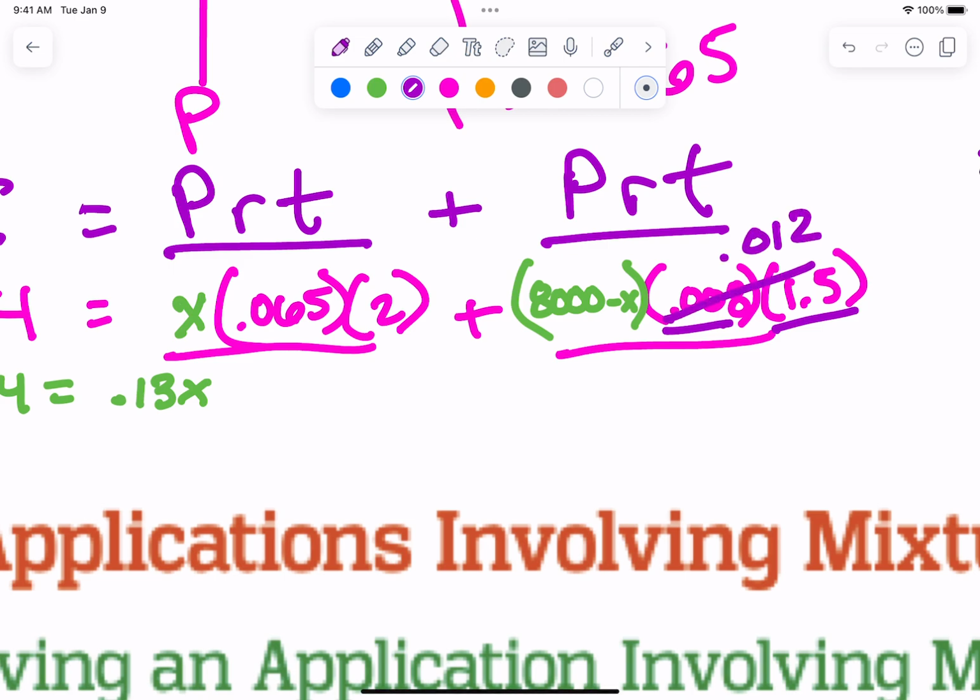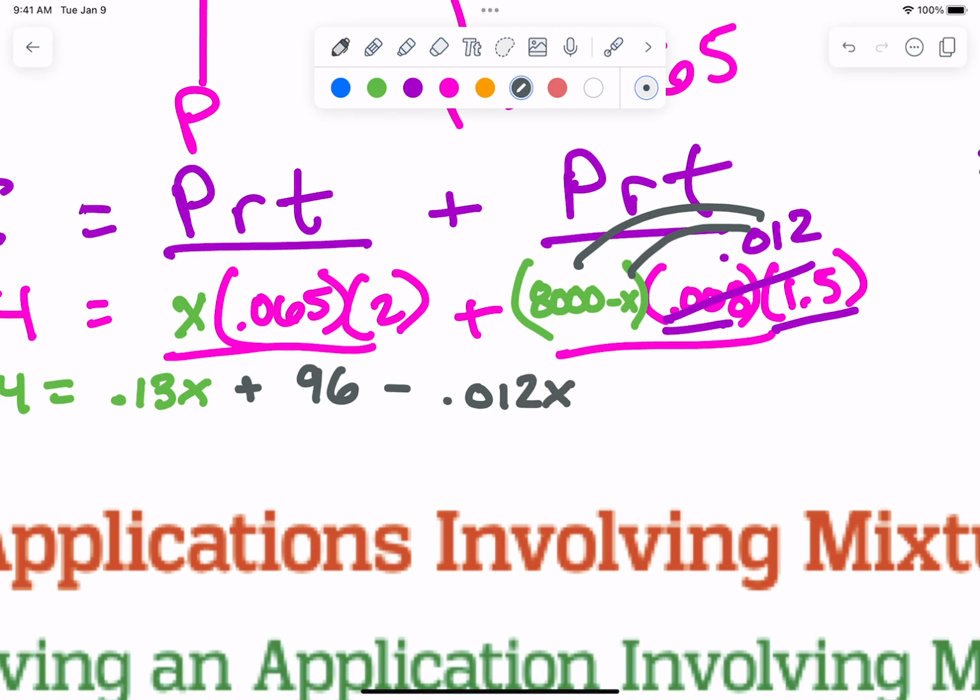Okay, now what do I do with that? Can we take that? Do we need to? Can I do this? Back distribute it. Okay, I've got plus 8,000 times 0.012, which is what? 96. Yeah, 96, minus 0.012x, right?